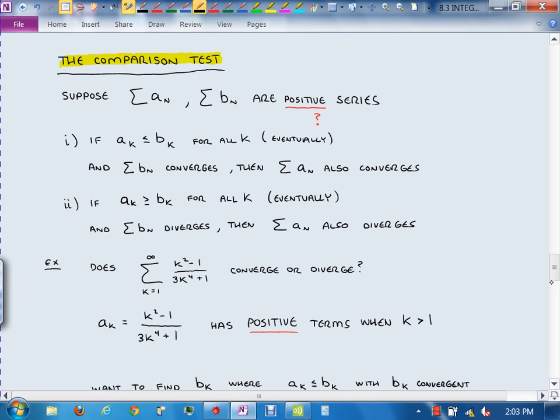That kind of makes sense? And then if you flip it around and do it the other way, it should work also. If your A's are always bigger than your B's, and your B's diverge, if this becomes infinite, and this guy's got to be bigger than it, then it's got to diverge also. Yeah?